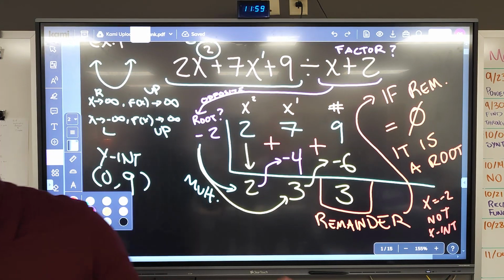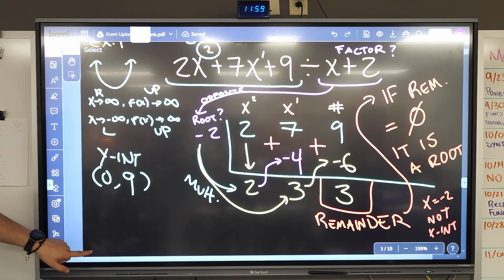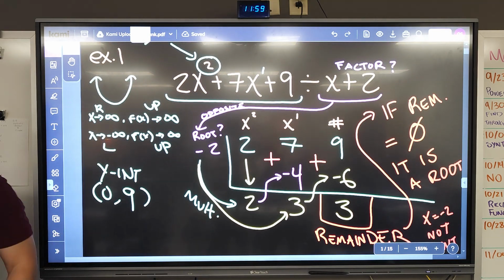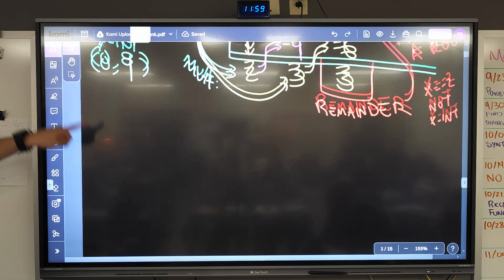Watch either the examples or the teaching part. Yes, Lincoln? If the remainder isn't zero, then -2 isn't a root. It's not a root. That's exactly right. Okay, example 2.